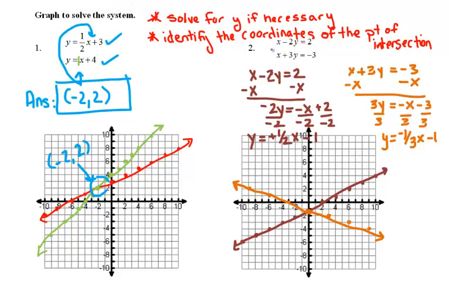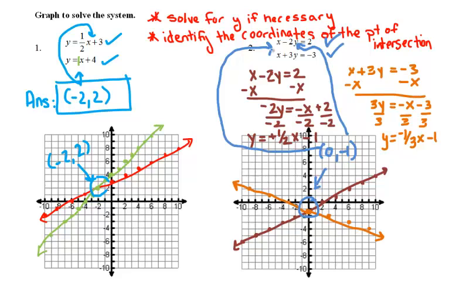So my y-intercept here happens to also be my solution, and so my solution is to the right 0 and down 1. And if I test that, if I plug my 0 value into the x coordinate and my negative 1 value into the y coordinate, and I calculate 0 minus 2 times negative 1, it gives me 2. And if I check here, 0 plus 3 times negative 1, it gives me negative 3. So I'm guaranteed that this is my final answer of (0, negative 1).